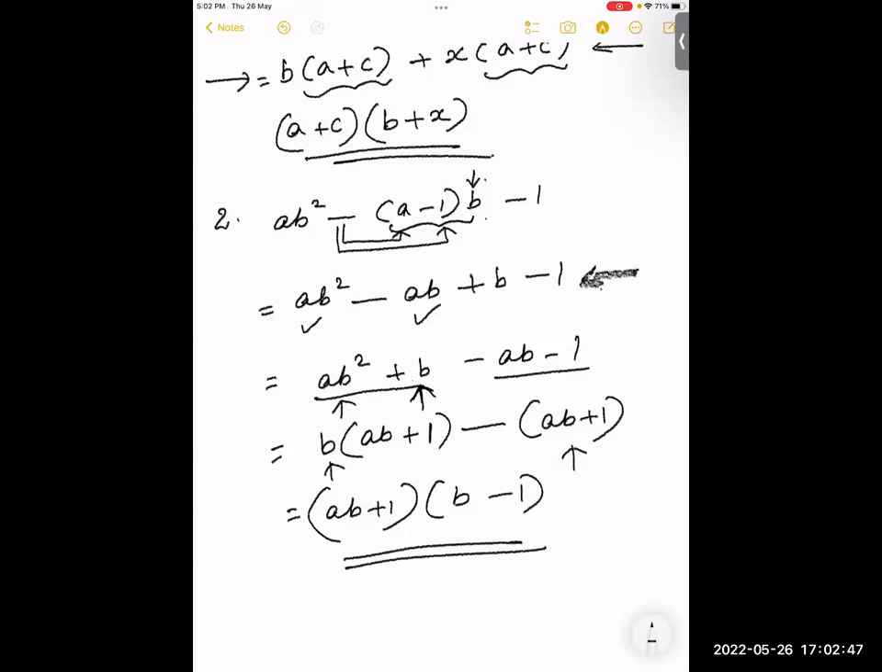Got it? Okay, write it down. Those who have not completed writing, please write it down. Let's do the next problem after writing. Are you asking something in between? No, ma'am, no questions. If you had taken AB square minus AB, then also you will get the same answer, right? Both ways, you will get the same answer.